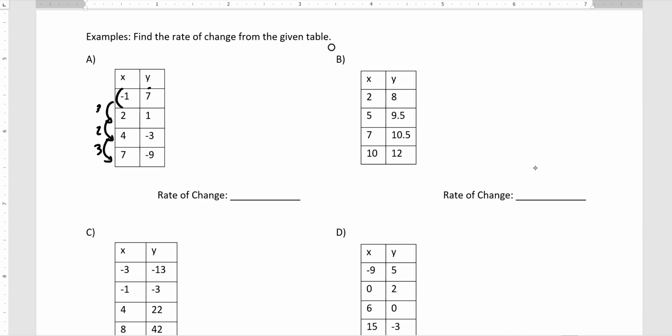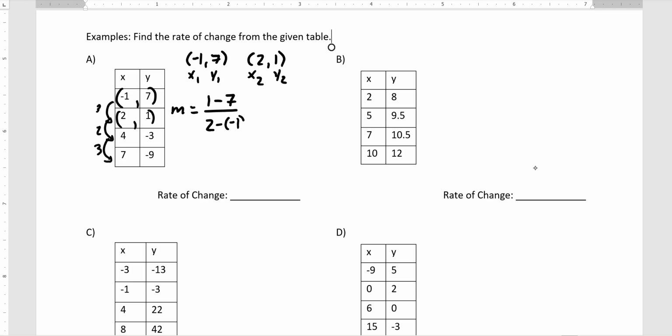So let's use (-1, 7) and (2, 1). So here's x1, y1, x2, y2. M, of course, equals y2, 1, minus y1, 7, over x2, 2, minus x1, negative 1. 1 minus 7 is negative 6, and 2 minus negative 1 would become 2 plus 1, which is 3. Negative 6 divided by 3 tells me that my rate of change here is negative 2.